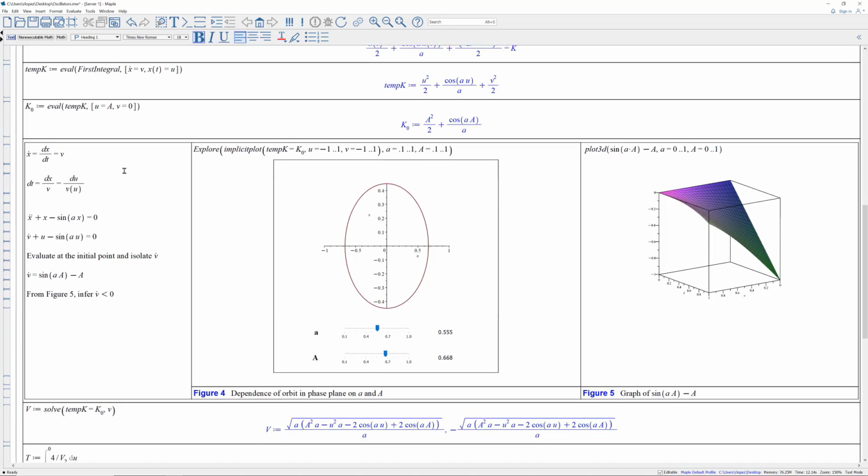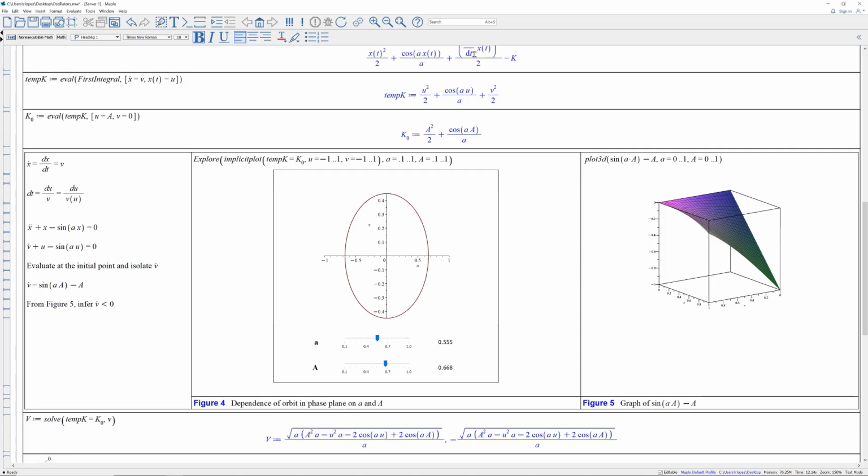So keep thinking about this. X dot we called v. Now if you isolate dt, it's dx over v. This goes up and this goes down. But x is u, so dt is du over v of u. So in other words, you can take this equation of this stuff equals this stuff and solve for v, because it's a u and there's a v. So you solve for v.